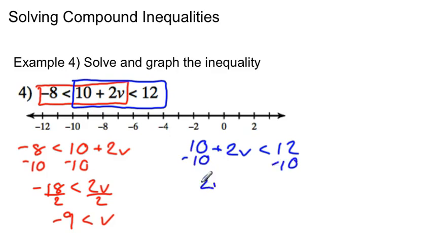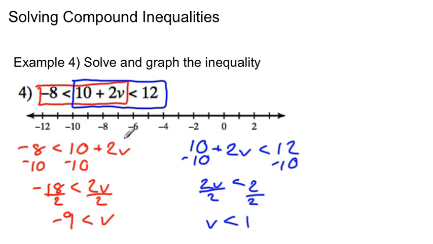Notice how similar this is to what I was doing before. That first move, subtracting 10, was the same on both. That's not an accident. That will happen. Now I divide by 2, and I find that v must be less than 1.